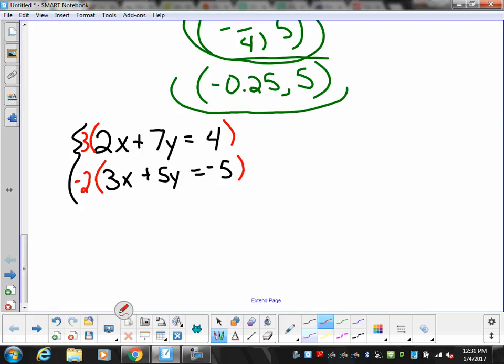Okay. The issue with this, though, is that you have to do a little bit more work because you have to distribute that 3 and that -2. So you're writing 2 new equations. Okay, that are congruent, they're equal, but you got to rewrite it. So 3 times 2x is 6x. 3 times 7y is 21y. And 3 times 4 is 12.